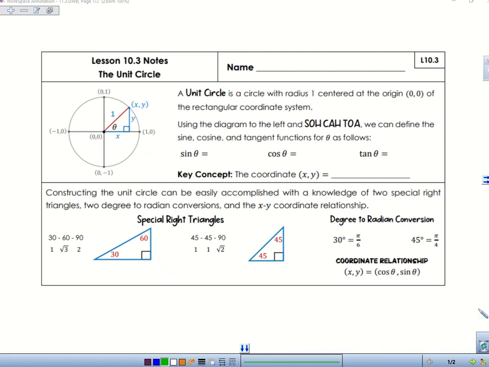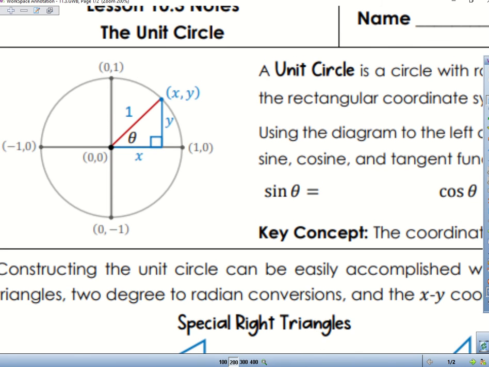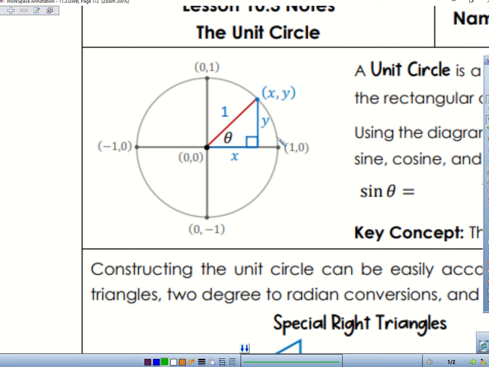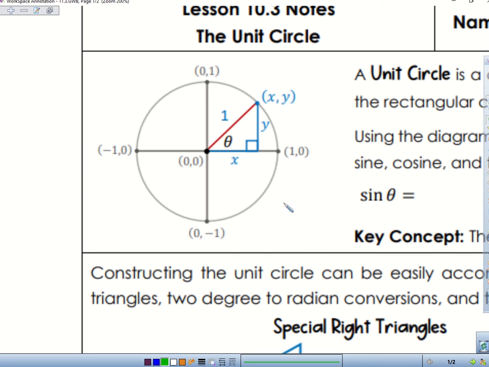Alright, so today we're introducing the concept of the unit circle. So the unit circle is a circle graphed in the coordinate plane, okay, with a hypotenuse of 1, where we have a triangle with a hypotenuse of 1 and a circle with a radius of 1. So as you can see, the radius of the circle is also acting as the hypotenuse here. Everybody see that? How it's both? Okay.